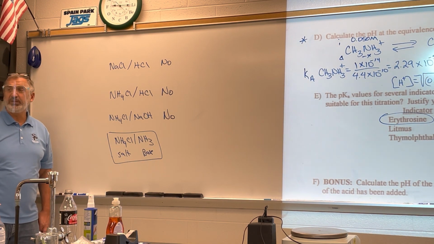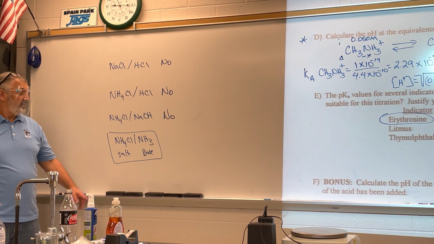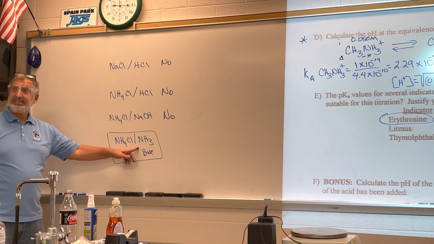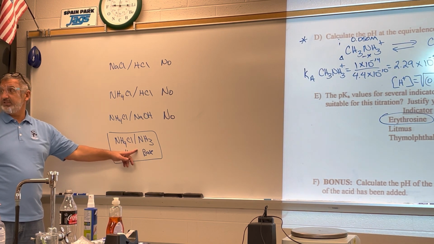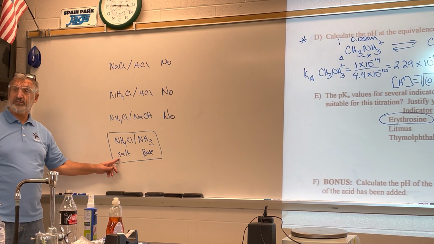Would the pH of this buffer be above or below 7? Because it's a base with its salt. So if it's an acid with the salt of the acid, it's going to be an acidic buffer. If it's a base with the salt of the base, it's going to be a basic buffer.